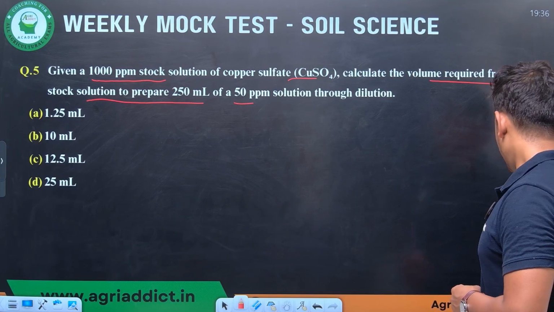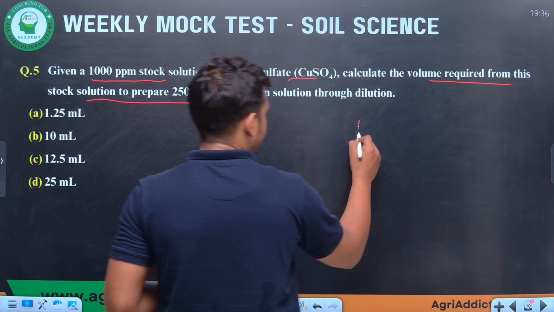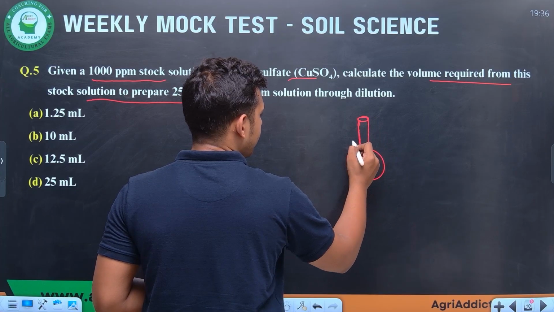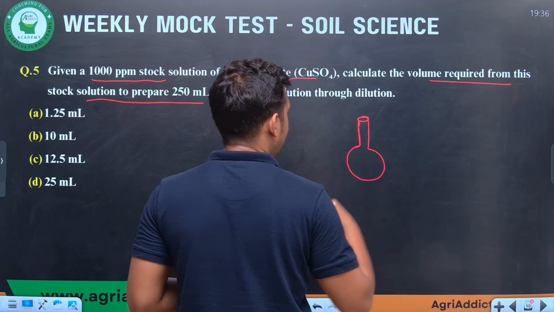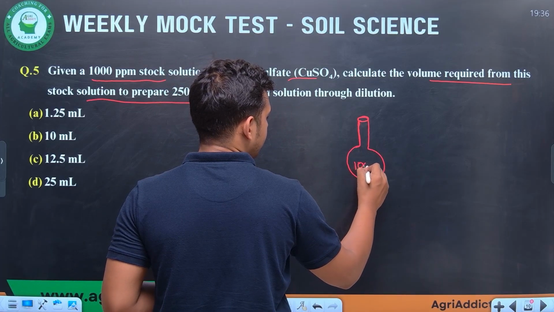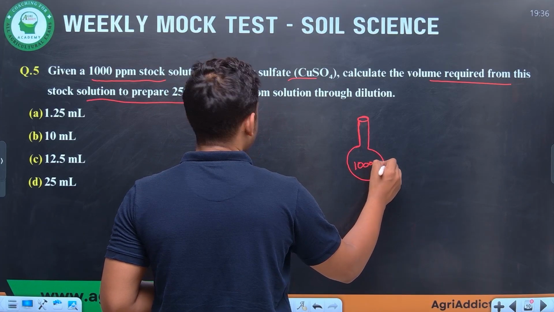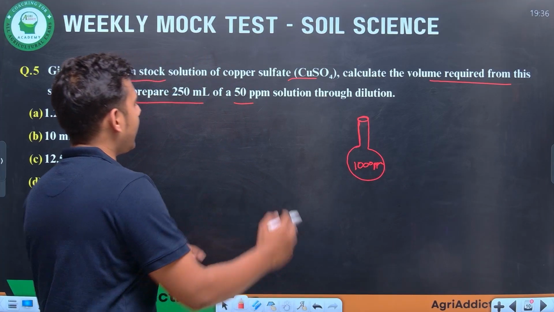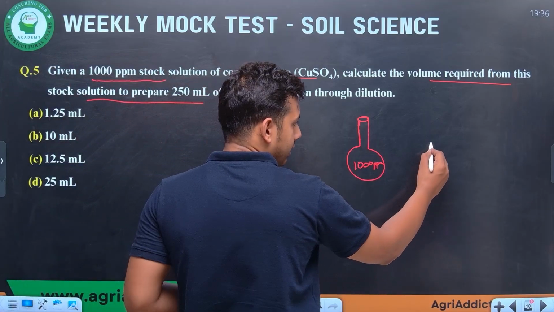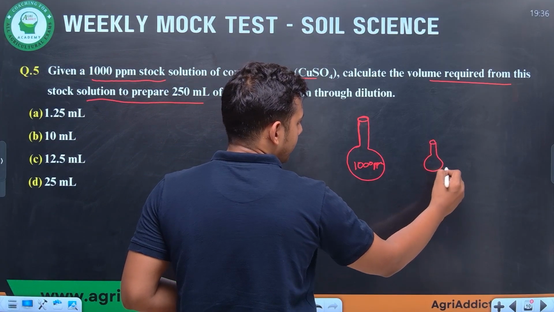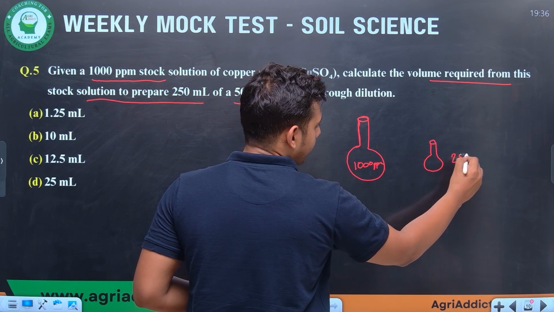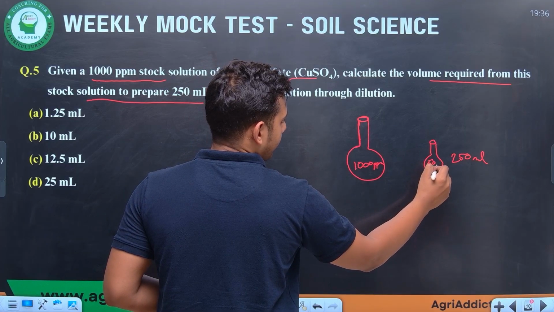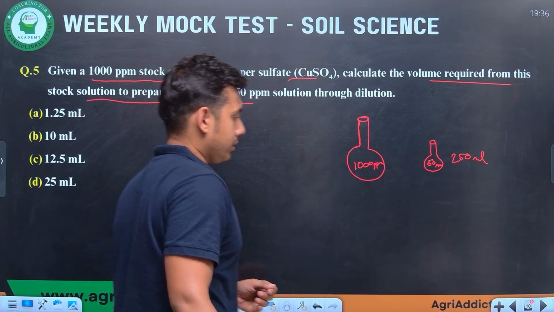So the question is, we have a stock solution that we already prepared earlier. That is the stock solution, its concentration is 1000 ppm, and after that we have to make another 250 ml of 50 ppm solution. So we take another volumetric flask of 250 ml, and here the concentration should be 50 ppm. So how to calculate this?